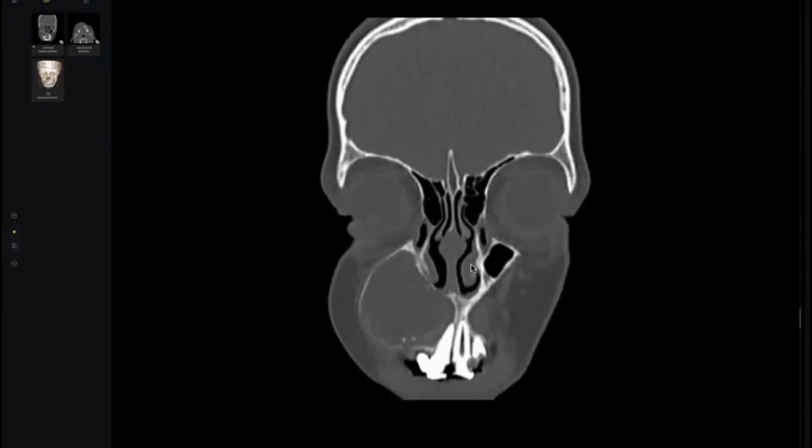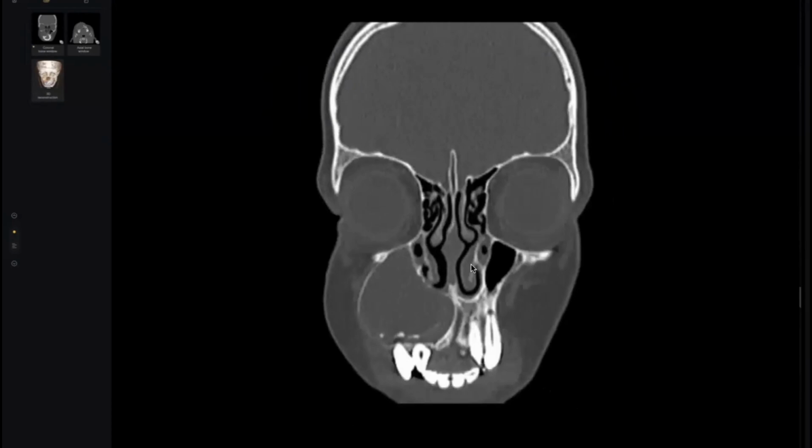CT PNS of an adult patient. There is evidence of diffuse opacification of the right maxillary sinus with thinning of the walls. No evidence of any cortical break. The left maxillary sinus appears normal. The ethmoid sinus is normal. No evidence of any mass in the nasal cavity. Can you scroll a little more, sir?